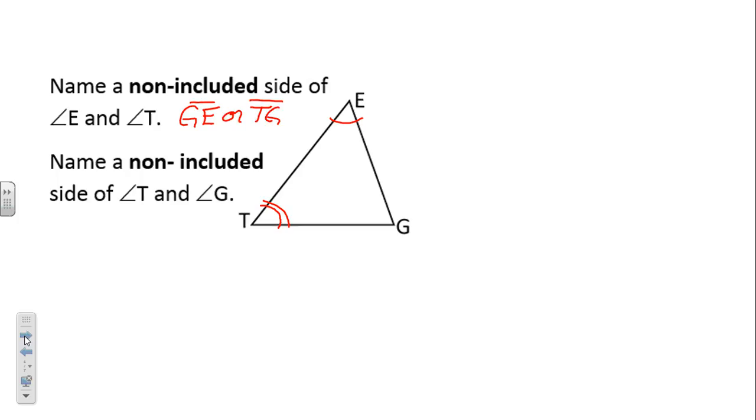If either one of those sides is congruent, we can't use angle side angle for that, because it has to be the included side for angle side angle. What would be a non-included side for T and G? EG and TE.